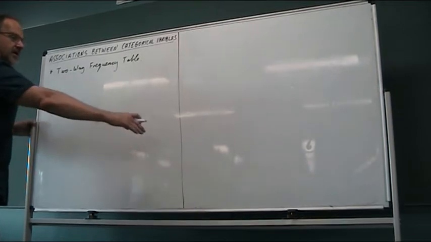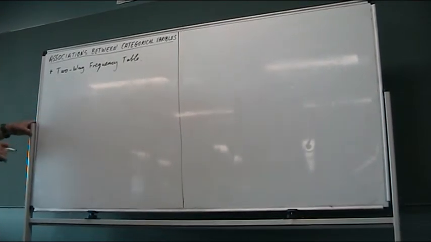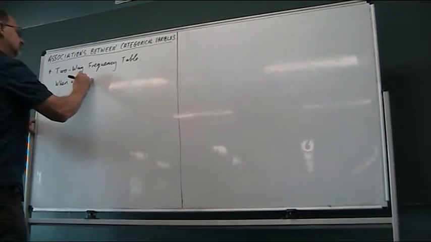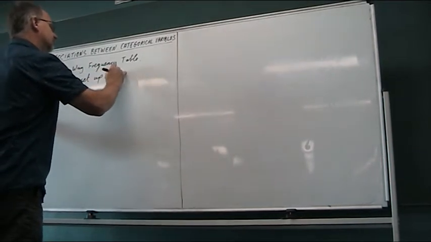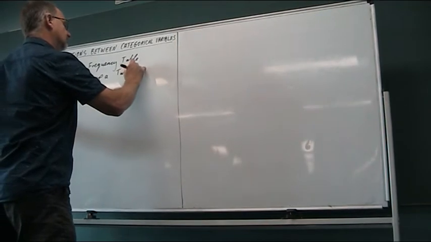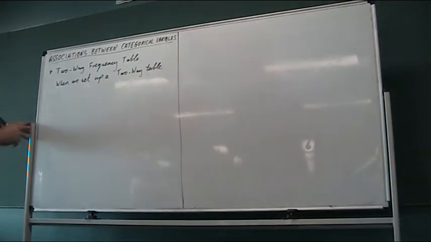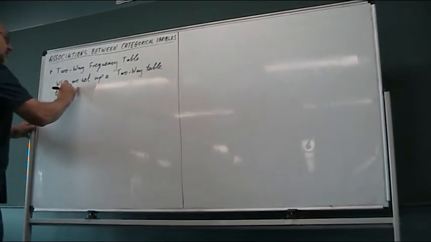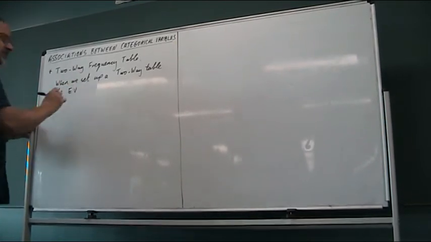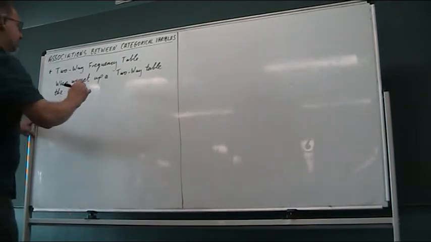So when we set up our two-way frequency table, we have our explanatory variable that defines our columns, and our response variable defines our rows. EV, the explanatory variable, the one we change, defines the columns.